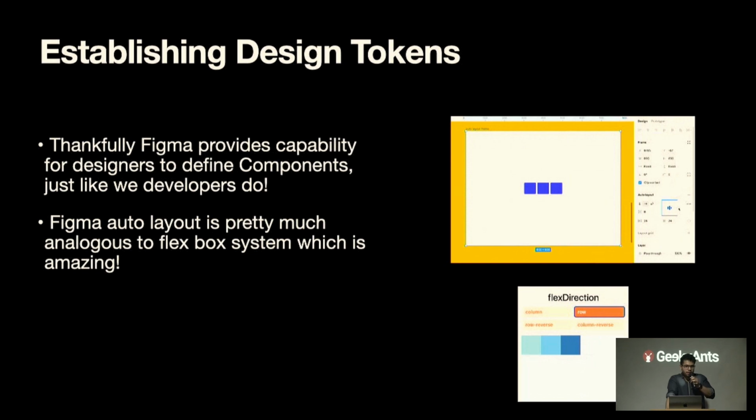Let's look at the design part of things because we want to bridge that gap. Thankfully, Figma provides a lot of capabilities to designers, and in a lot of ways, we are not so different, because designers also have this capability known as auto layout, which is pretty much like the flexbox system that we do have, right? So it's pretty much analogous. If I show you this video, designers also make use of this to lay out and position their elements. So there's a very real possibility you can transpile it to actual code.